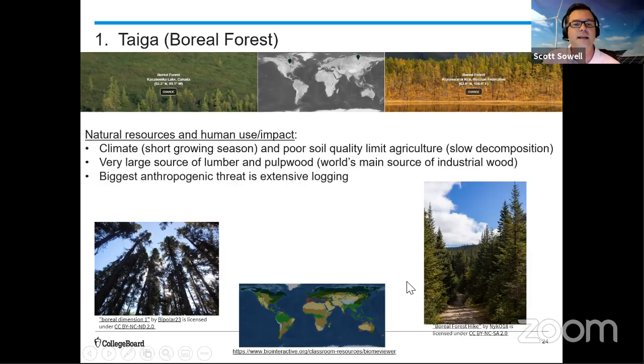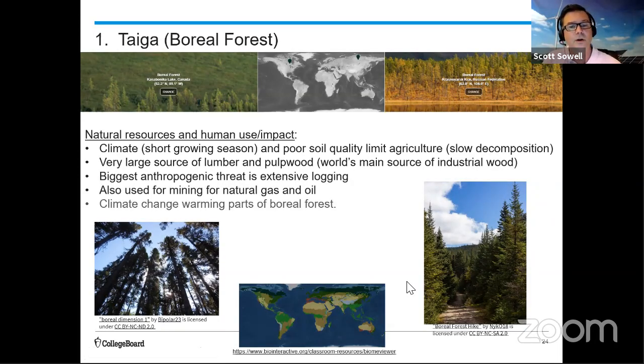So clearly the biggest anthropogenic threat is logging. There is some mining for natural gas and oil, and clearly climate change can affect this biome. As the planet warms and the climate changes, it may shift where these biomes are located.